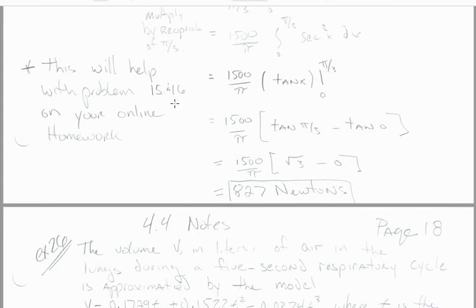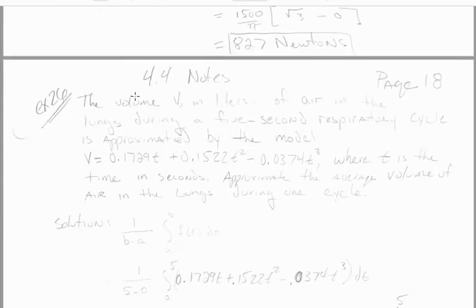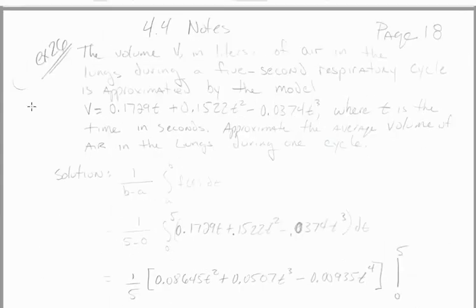Let's look at one more of these. We're going to look at volume. The volume in liters of air in the lungs during a 5-second respiratory cycle is approximated by this given model. V equals 0.1729 T plus 0.1522 T squared minus 0.0374 T cubed. T is the time in seconds. Approximate the average volume of air in the lungs during one cycle.